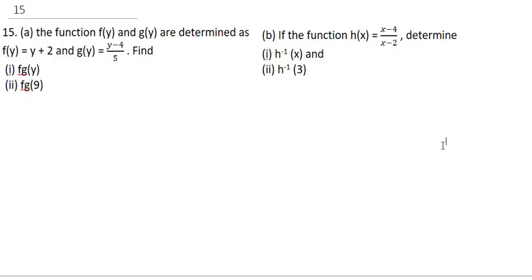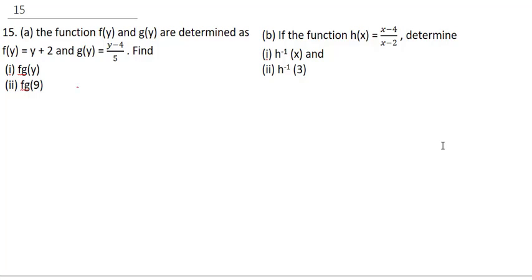In this question, we are going to be solving question 15, which is talking about functions. Now, 15a says the functions f of y and g of y are determined as f of y equal to y plus 2 and g of y equal to y minus 4. Find (i) f of g of y, and (ii) f of g of 9.